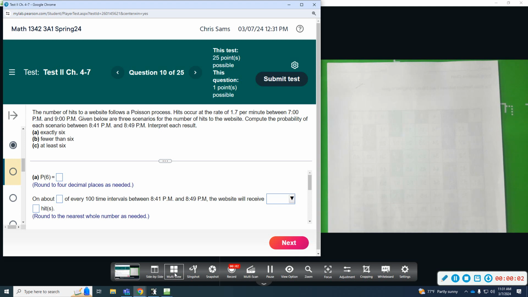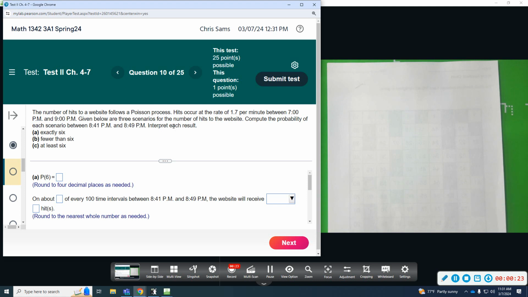All right, question number 10. This one says the number of hits to a website follows a Poisson process. So this is a Poisson. This is one that we will omit, but I will show you how to work it. So it says hits occur at a rate of 1.7 per minute between 7 and 9.